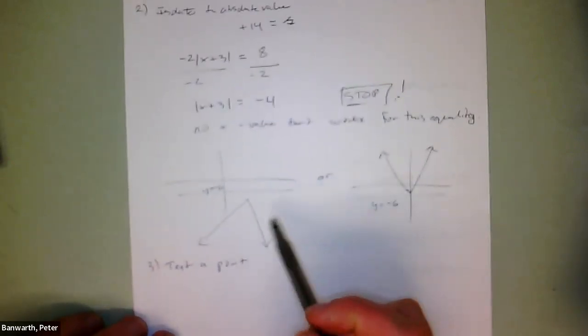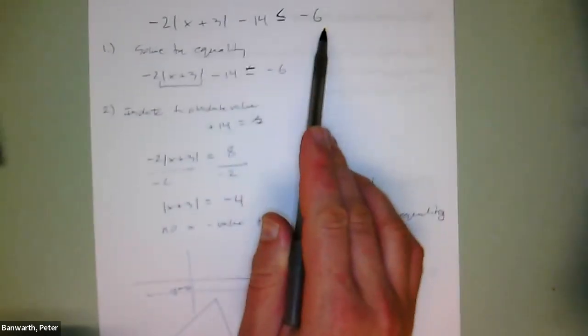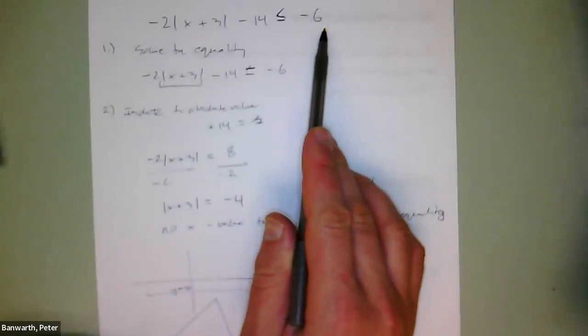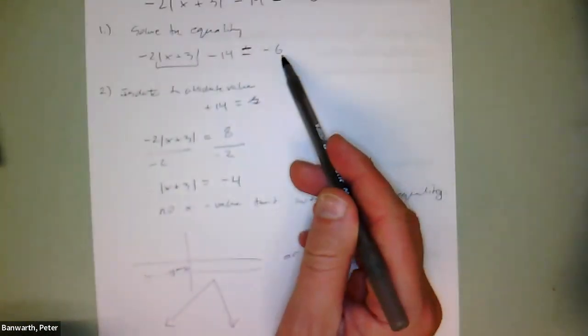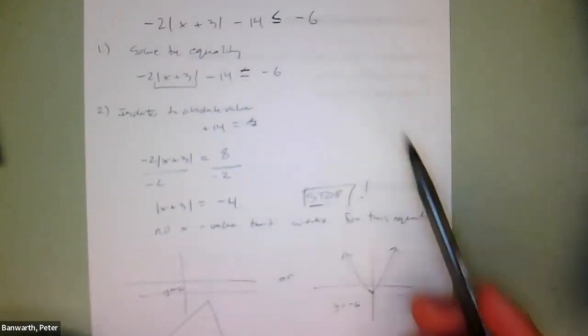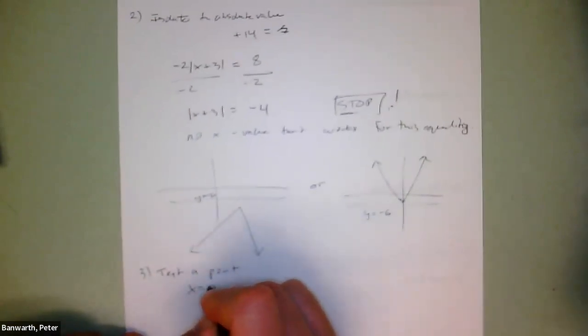So I'm just going to test any point. And if any point is less than negative 6, then I know my absolute value function is always less than negative 6 because it never equals it. And if any point gives me a number bigger than negative 6, then I know my whole graph has to be above y equals negative 6. So usually the easiest point to test is 0.